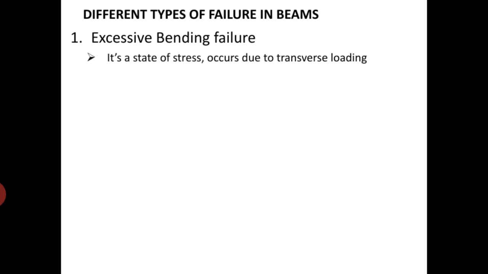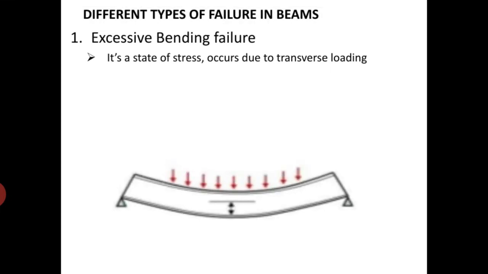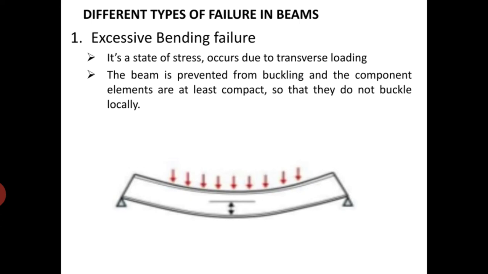Next, let us see one by one, the excessive bending failure. As we know, bending is a state of stress that occurs due to transverse loading. The beam is always loaded transversely, perpendicular to its longitudinal axis. Because of the loading, stresses are induced in the beam, and the beam may bend like this and fail by excessive bending. In such beams, buckling is prevented and the component elements are at least compact so that they do not buckle locally.